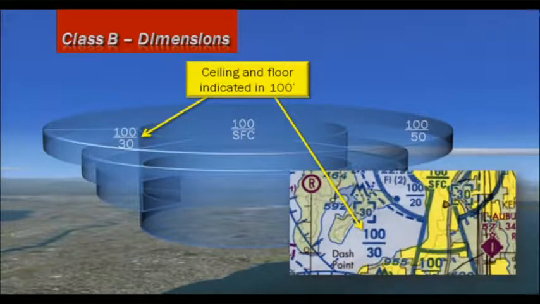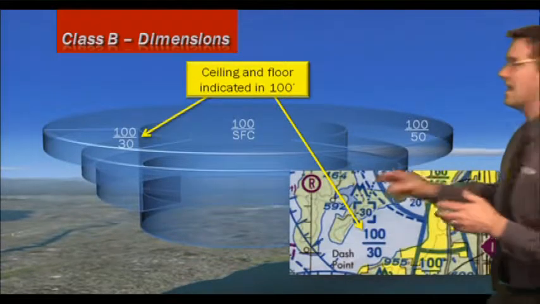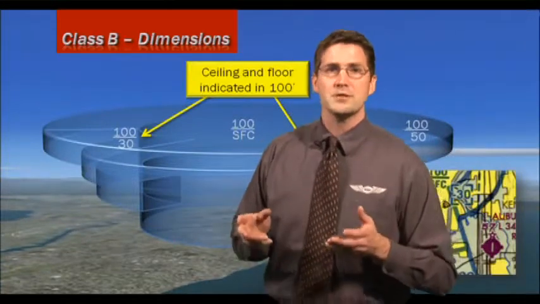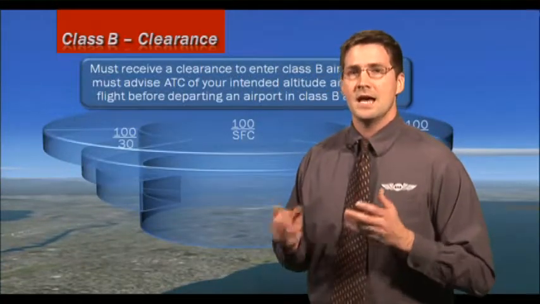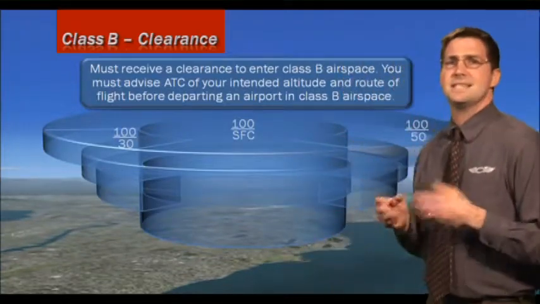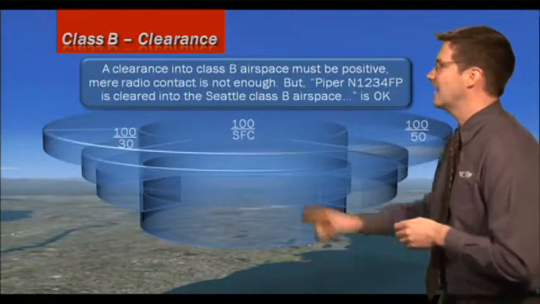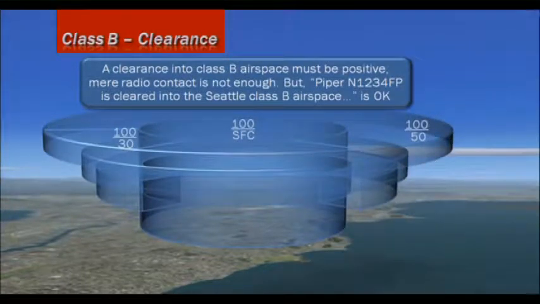This label shows that the Class B airspace in the area starts at 3,000 feet MSL and ends at 10,000 feet MSL. Now, all traffic must receive a clearance to operate inside Class B airspace. Establishing communications with ATC is not enough. You must hear the magic words, "Cleared to enter Class B airspace." Don't be afraid to ask the controller to confirm that you are, in fact, cleared into Class B airspace.